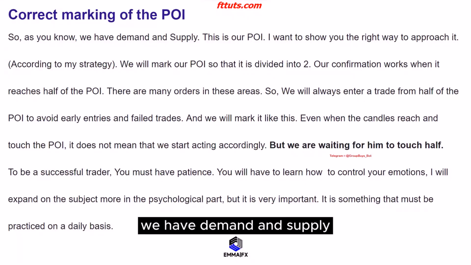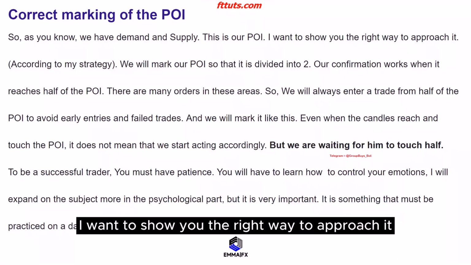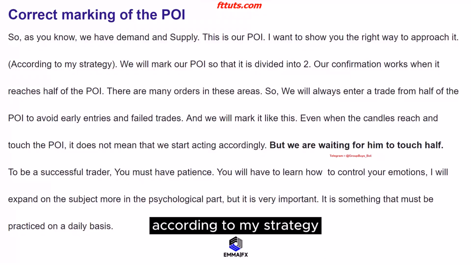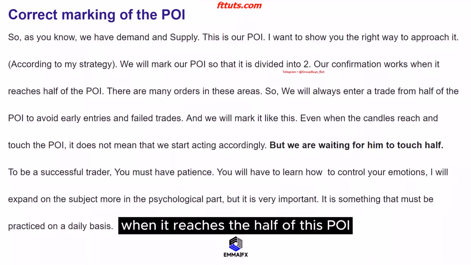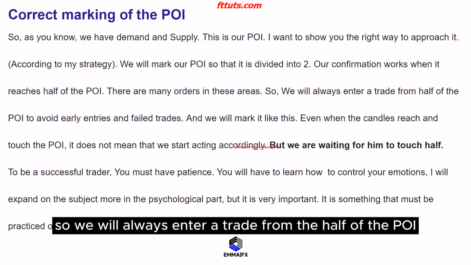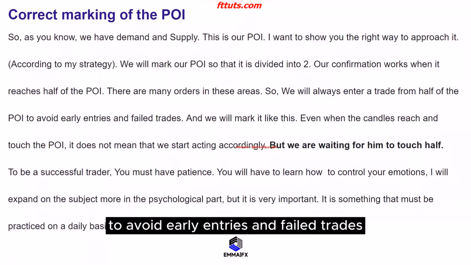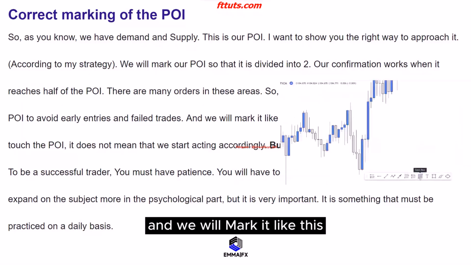So as you know, we have demand and supply. This is our POI. I want to show you the right way to approach it according to my strategy. We will mark our POI so that it is divided into two. Our confirmation works when it reaches the half of this POI. There are many orders in these areas, so we will always enter a trade from the half of the POI to avoid early entries and failed trades. And we will mark it like this.